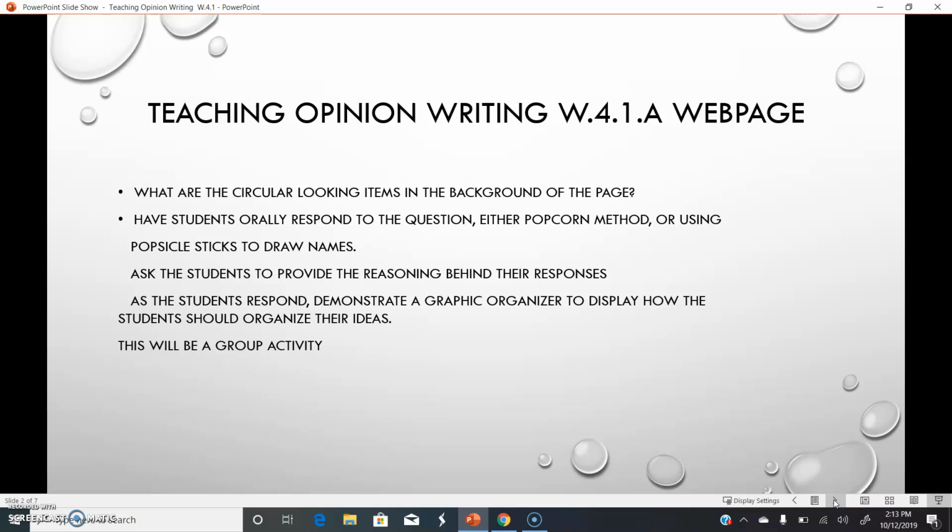Why did they look like water drops? Well, because that's what they've seen before in the bathtub. And as the students answered this, I demonstrated how to do a graphic organizer with what they thought it was and supporting materials. This was a group activity.